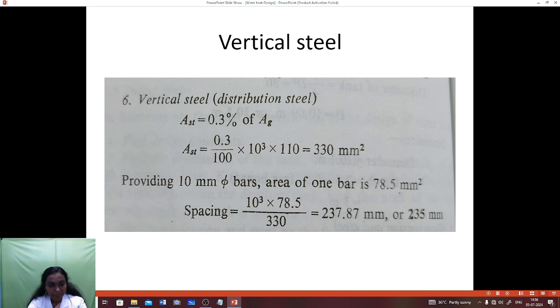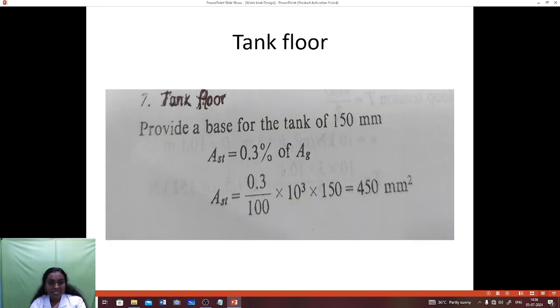Okay. Then how to find the spacing? The small AST divided by capital AST, where capital AST means 0.3% of Ag. We already found the value and get the spacing. Spacing is 337.87 mm. So we round the value to 235 mm. So we provide 10 mm diameter bar at 235 mm center to center.